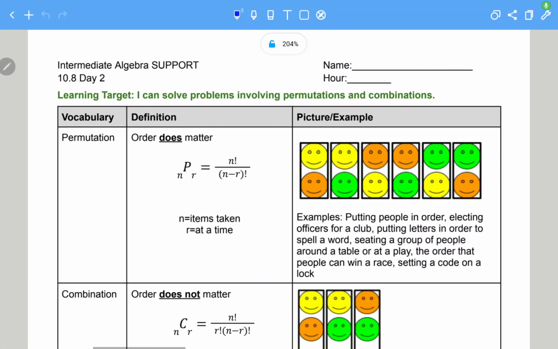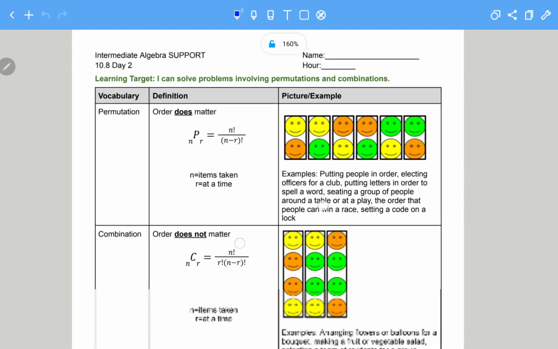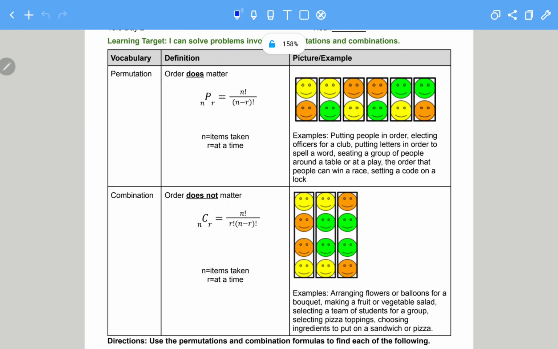Sorry I can't be there today, but today we're going to do a 10.8 day 2 notes. Okay, so on here we're going to talk about two different vocabulary words, permutation and combination.